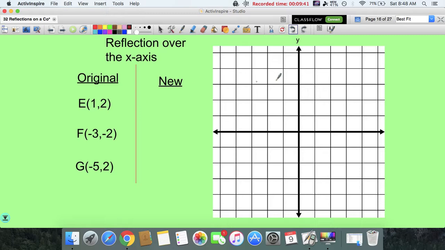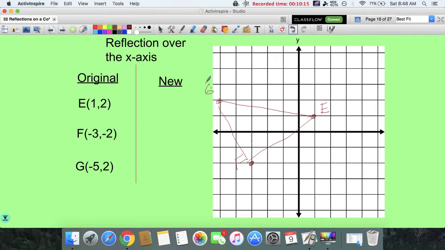Reflection over the x-axis, E, 1 and 2. F, negative 3 and 2, negative 3, negative 2. G is negative 5 and 2. Now here is our triangle. I think I did everything correct. E, here's my triangle. Notice that we have 3 points in 3 different coordinates, in 3 different quadrants, I should say.